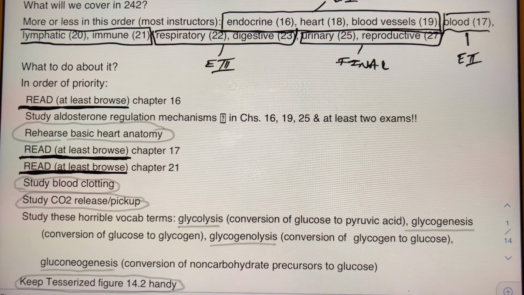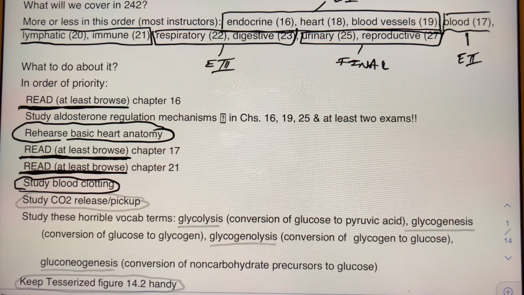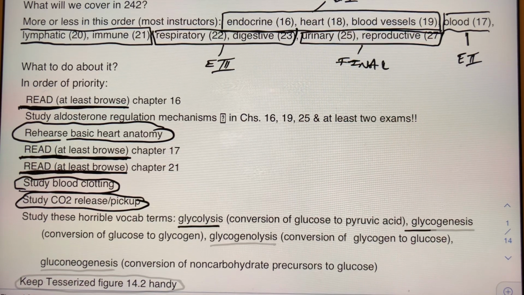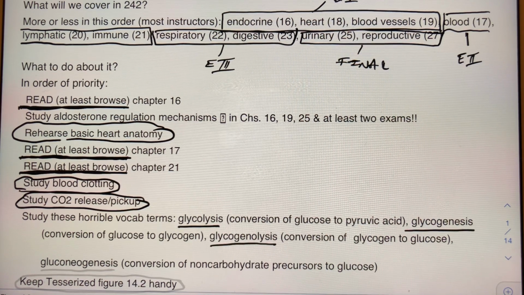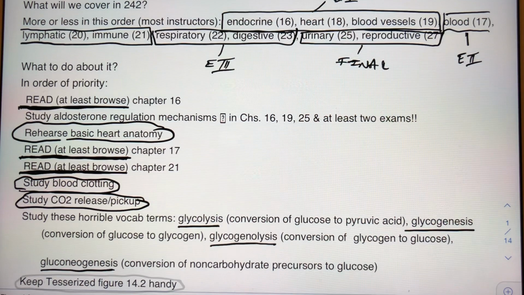There is so much heart anatomy that it's smart to start rehearsing just the basics even now, okay? Blood clotting is a beast, so it wouldn't hurt to start looking at that now. CO2 release and pickup, or CO2 transport, it's sometimes called, that's a beast, so it wouldn't hurt to start looking at that now, okay? Some really horrible vocabulary terms that are gonna come up: glycolysis, glycogenesis, glycogenolysis, and gluconeogenesis. I know it sounds like I'm kidding, right? So start practicing those now, just because they're so easily confused.